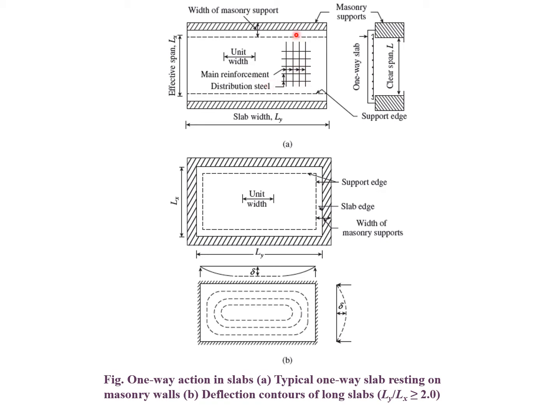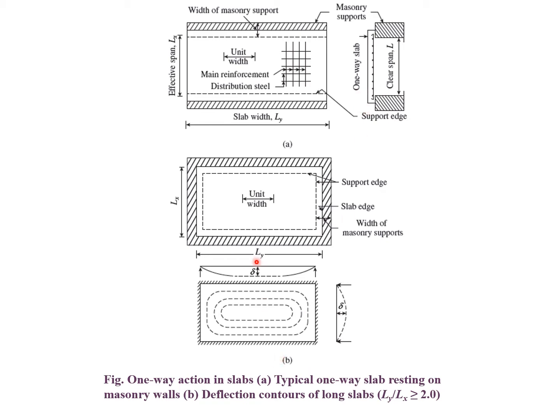From this you can understand this. This is the direction of main reinforcement, that is the shorter span. The longer span will carry the secondary distribution reinforcement. The cross section of the same figure has been shown here. That is the clear span and the one-way slab system that is supporting.